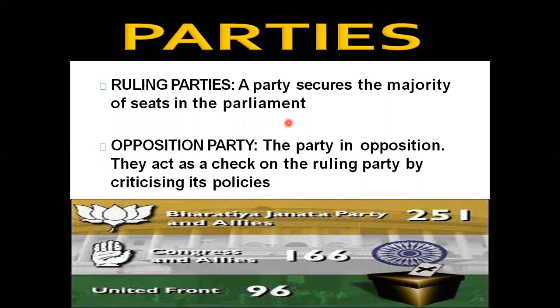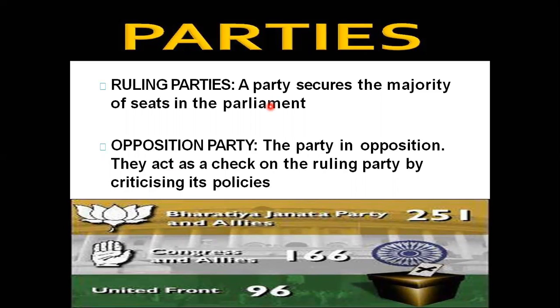Then ruling party and opposition party. The ruling party means, after Lok Sabha or Vidhana Sabha elections, the party that gets the majority votes. After Vidhana Sabha or Lok Sabha election, the leader of the party that does not get the majority votes is the opposition party leader. Say, for example, like that only.